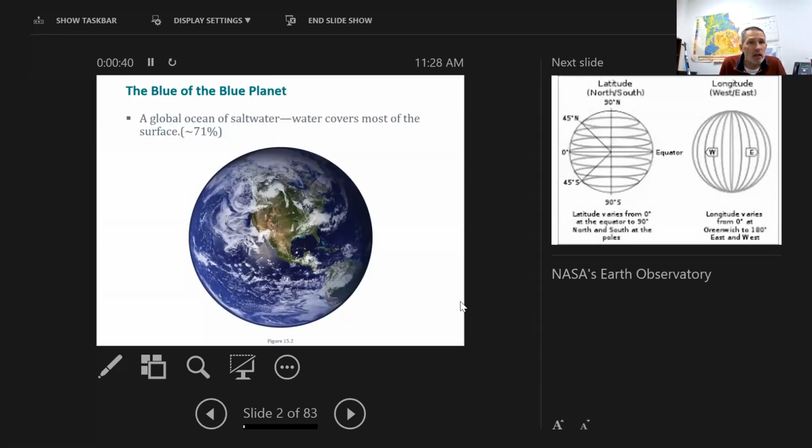So when we start looking at oceanography, we really need to start talking about water. And the Earth is considered the blue planet, not because of the blue skies that we have, but because the vast majority of the Earth, 71% of the Earth, is covered by water.